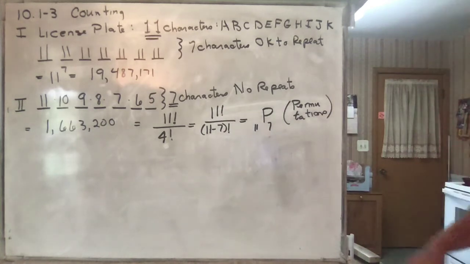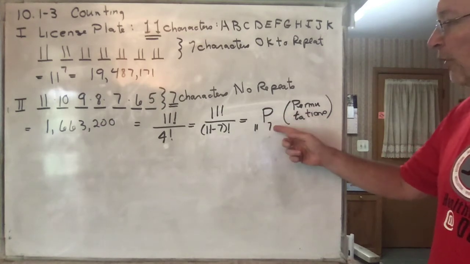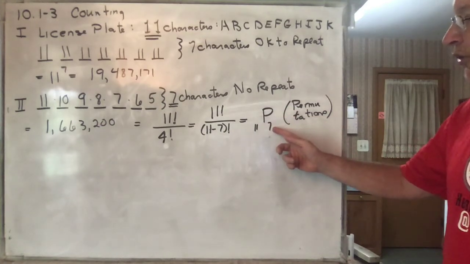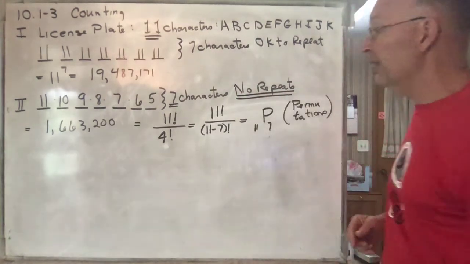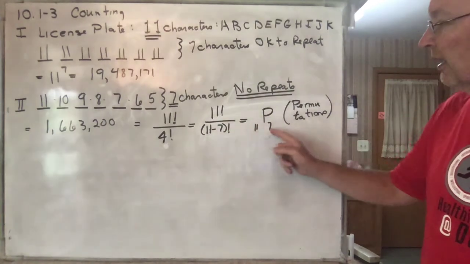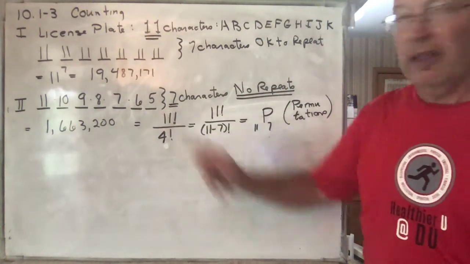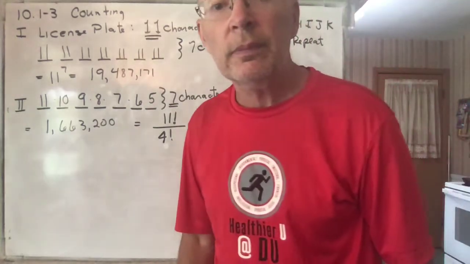Okay? So P 11, 7 means basically we had 11 to choose from and we're filling 7 spots. And so how many different ways are there to do it? Assuming no repeats, it's going to be 11 factorial divided by 11 minus 7 factorial, and that'll give you that. Okay, very good. How are we doing here?